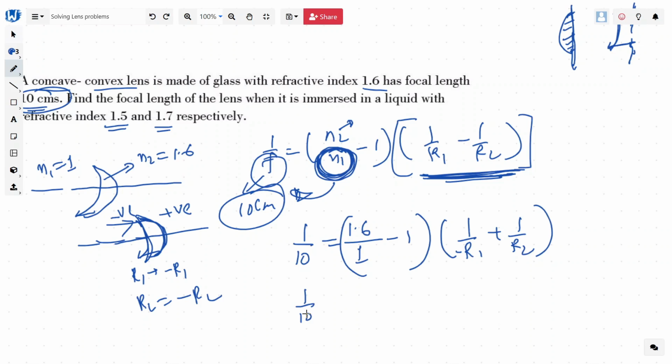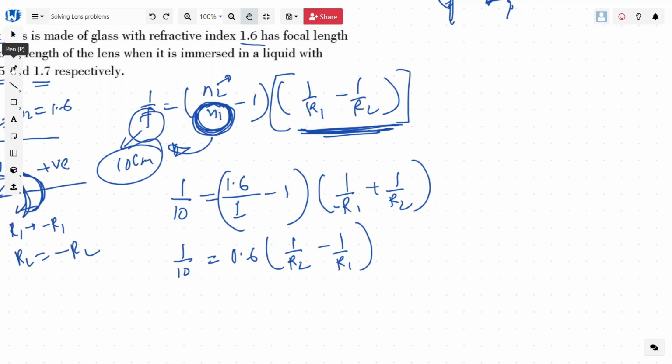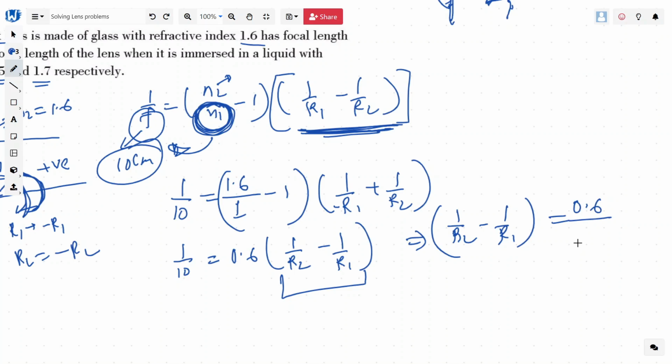right? So 1 by 10 is equal to 1.6 minus 1 divided by 1, which is 0.6, into (1 by R2 minus 1 by R1), and we don't know R1 and R2, so we'll just keep that because we just have to find the ratio when the n changes, right? So let's try and find the value for this expression over here, which is 1 by R2 minus 1 by R1, and that is going to be equal to 1 by 10 divided by 0.6. 0.6 will go down, right?